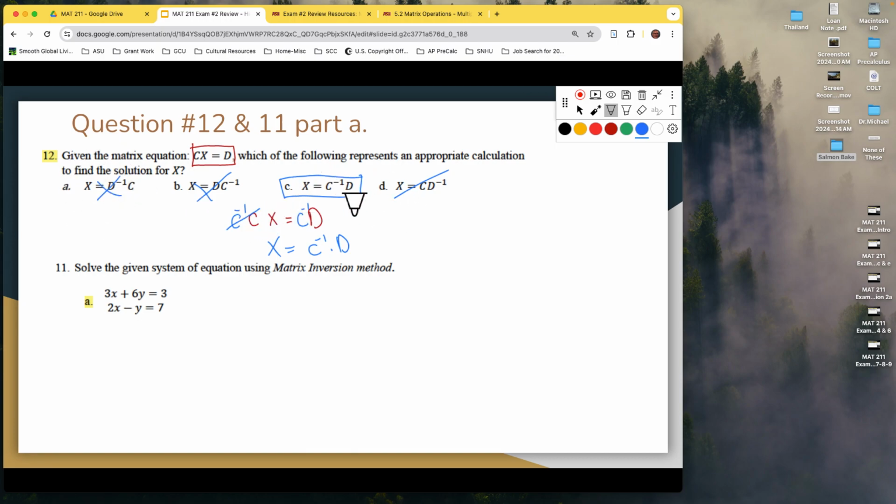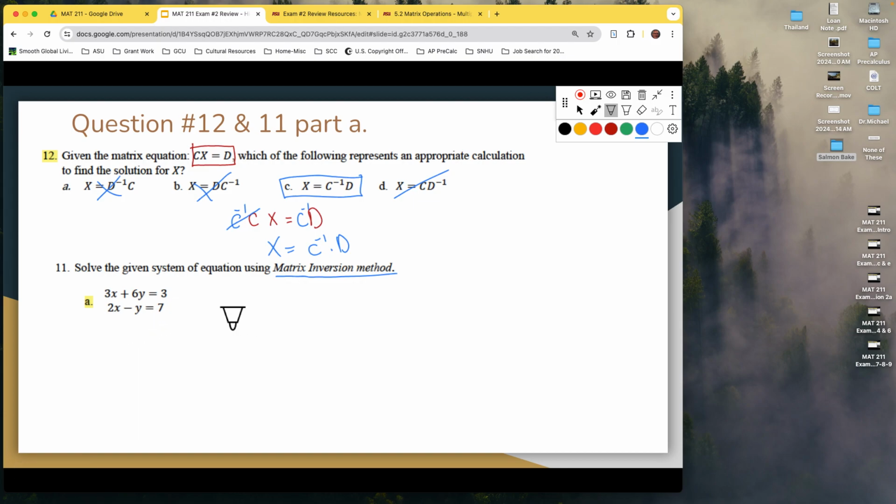So that's what 12 is about, just understanding how it works. I want you to understand how this formula works: CX equals D, we're solving for X, so X is the inverse of C times D. So that's how that works. Now, this is wanting us to use the matrix conversion method.